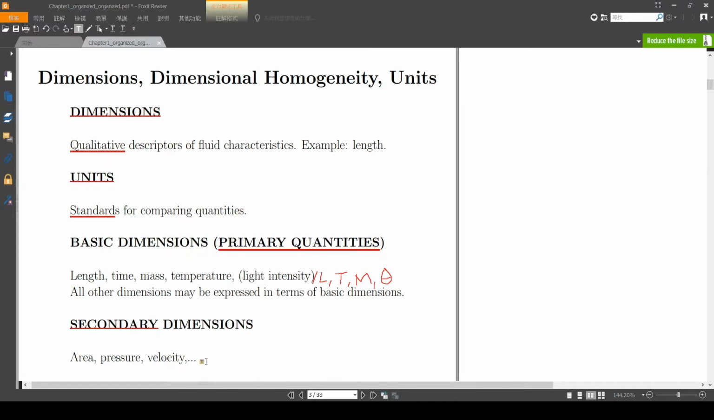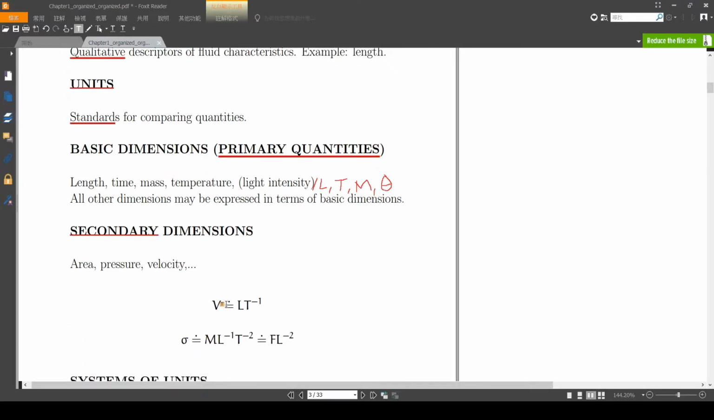So maybe we just look at the velocity here. The symbol here is used to indicate the dimensions of the secondary quantity in terms of the primary quantities. Therefore, this is the velocity. The dimension of a velocity is equal to length divided by time.